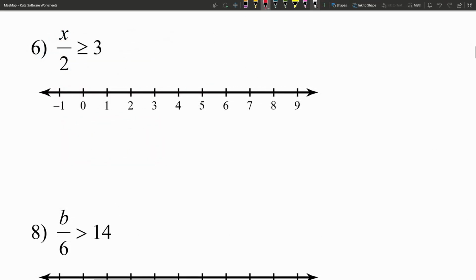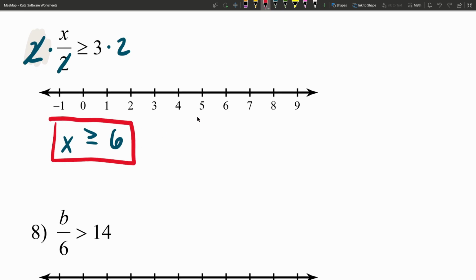For number 6, we have x over 2 is greater than or equal to 3. Because I'm dividing by a 2, in order to cancel that 2 out so that I can isolate my x, I'm going to multiply by positive 2. So 2 divided by 2 is 1. 1 times x is x, and that's greater than or equal to 3 times 2, which is 6. So x is greater than or equal to 6, locating the 6 on our number line, shading it in, and shading everything to the right.